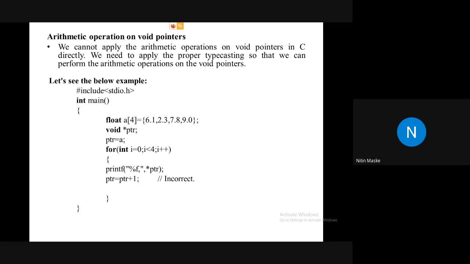That is, if our variable is integer, then we convert void to integer. If the variable is float, then void to float. Likewise, we need to perform the typecasting. But arithmetic operations we cannot directly perform on a void pointer. We need to apply the proper typecasting so that we can perform the arithmetic operation. Typecasting is required. See, this program is incorrect.